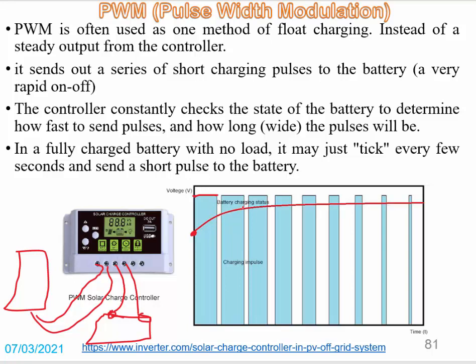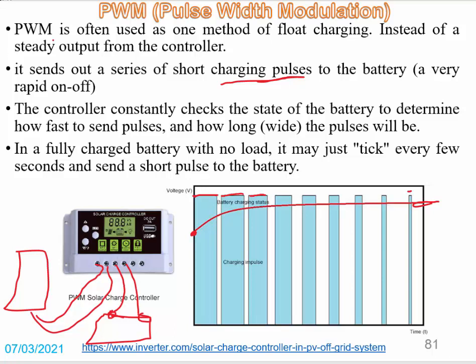When the battery gets near to the full charge, you can see the pulse width is decreased. Now the battery is charging more, so we can see the battery is near to the full charge and the pulse width is decreased, and so on. And finally, when the battery is fully charged, we can see the controller just sends small width pulses to the battery. So in the next point, it sends out a series of short charging pulses.